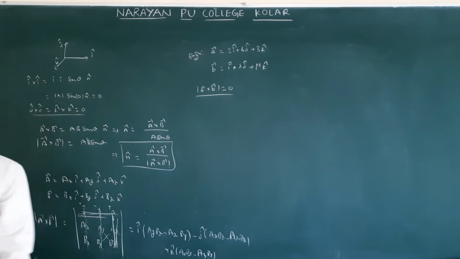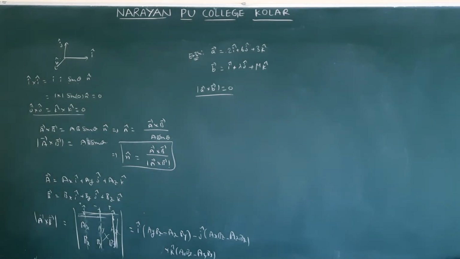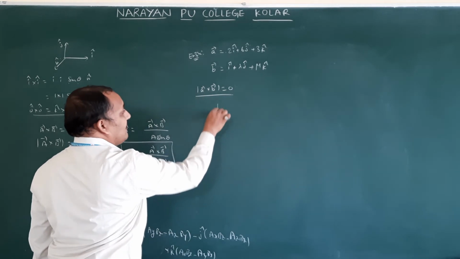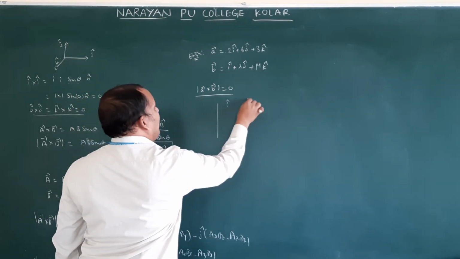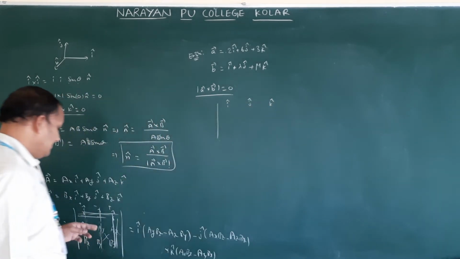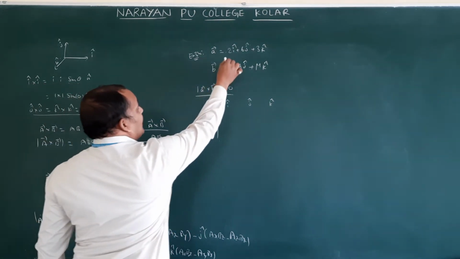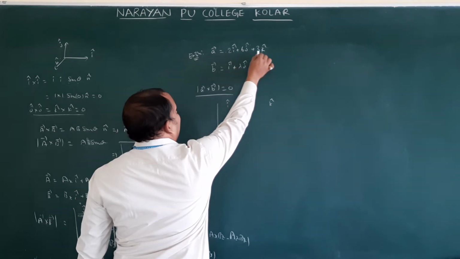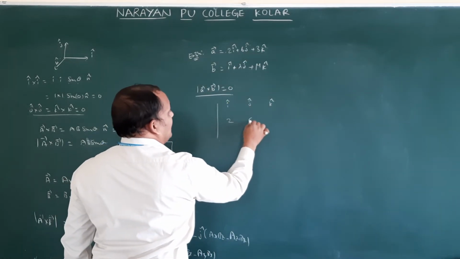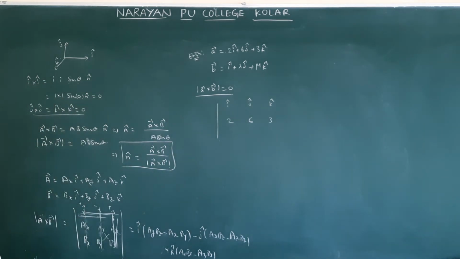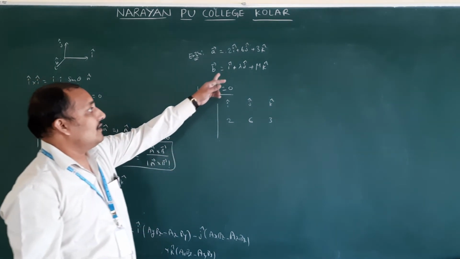So they gave that it is equal to 0, isn't it? Then what is the lambda value? How to find this one, we showed just now: I cap, J cap, K cap. First they gave A bar, therefore this row must be AX, AY, AZ, that is nothing but 2, 6, 3. In any other order you won't get the answer. Next they gave B bar.